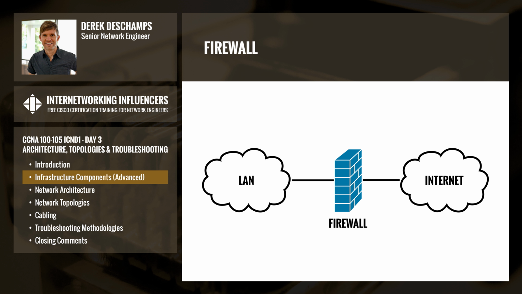So for example, if we want to allow our local area network to connect to the internet, we can install a firewall between the two networks and control exactly what types of traffic can flow in and out of our network.